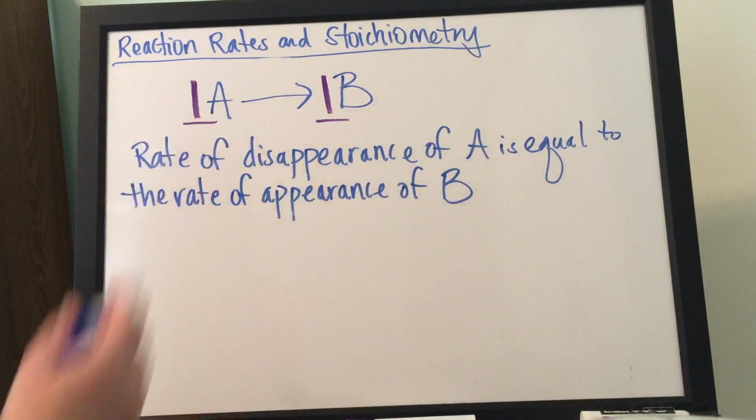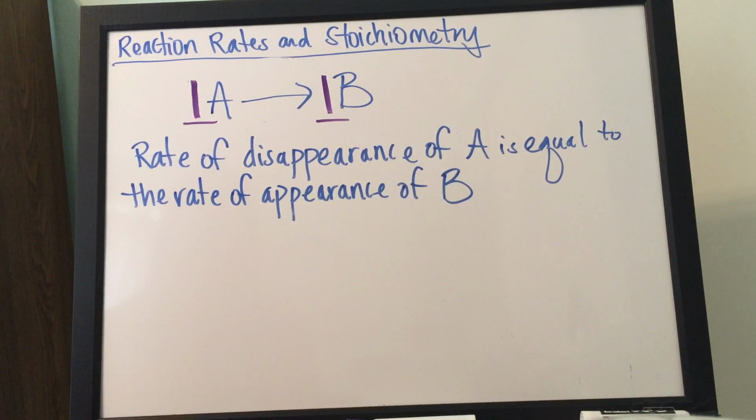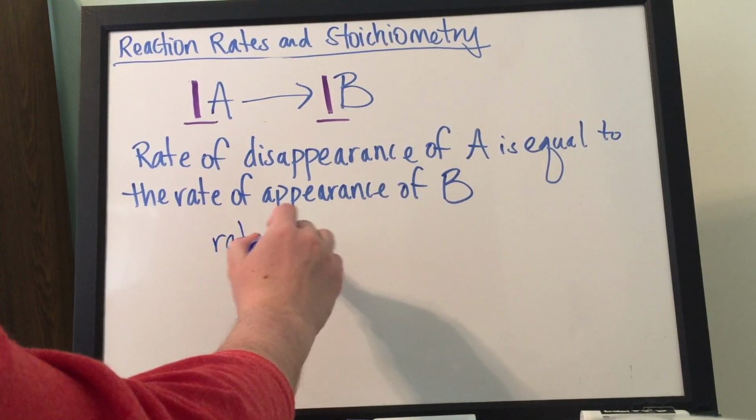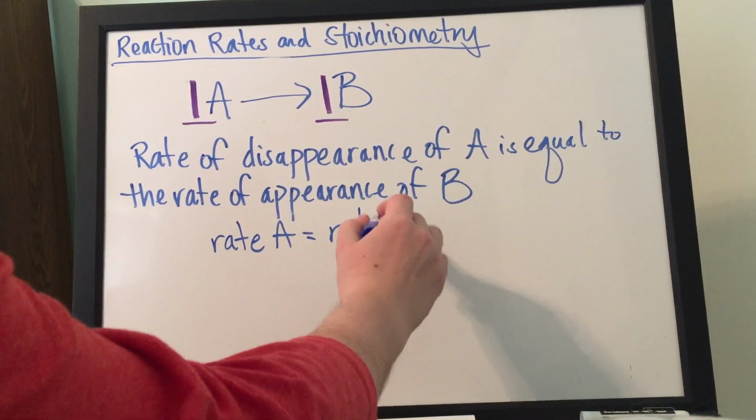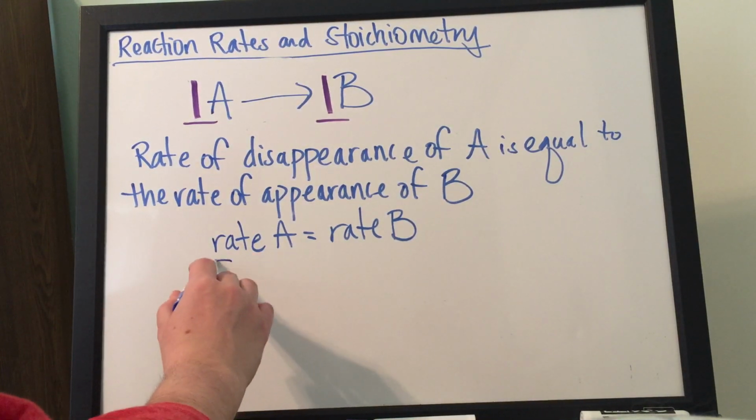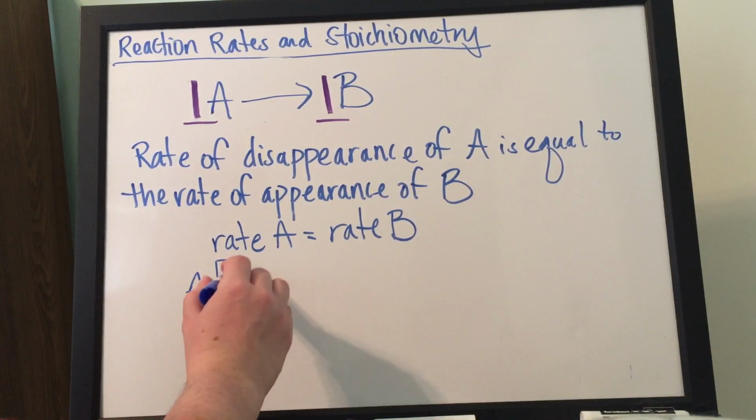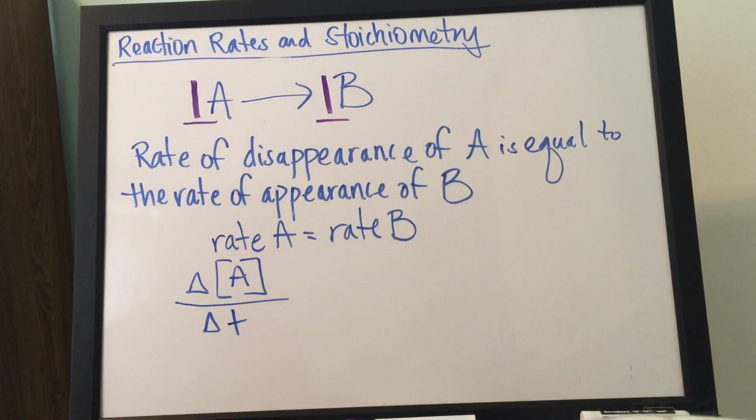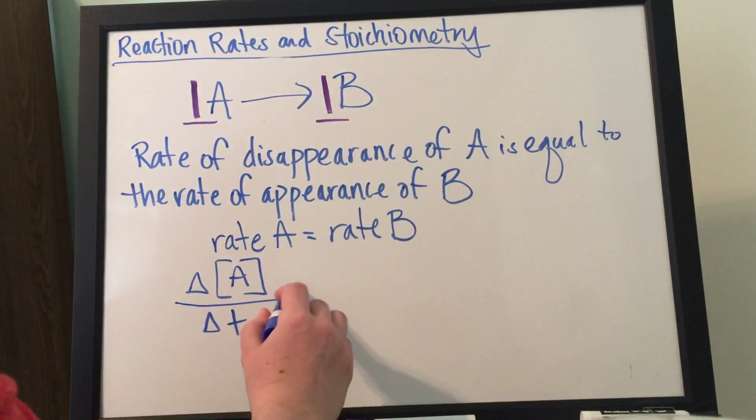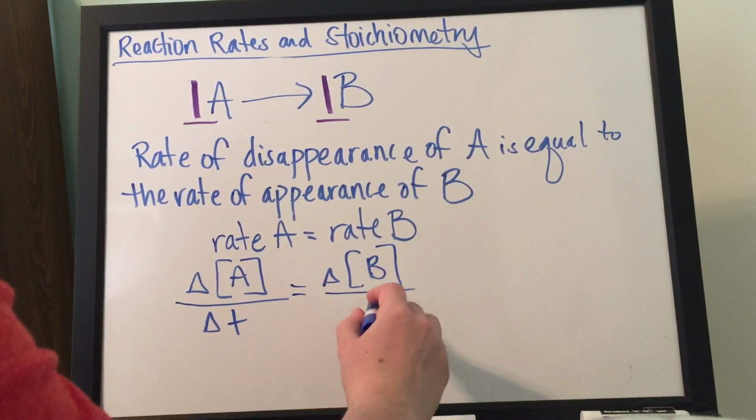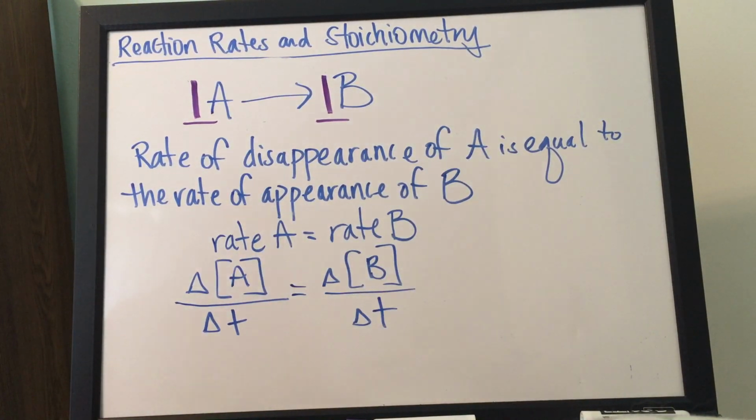Okay, so let's talk about A. So if I want to do the rate, what I'm essentially saying is the rate that A is disappearing is equal to the rate that B is appearing. But we know we can represent rate a little bit differently. So we said we can represent rate like this. The change in the concentration of A over the change in time is equal to the change in the concentration of B over the change in time, meaning their rates are equal.